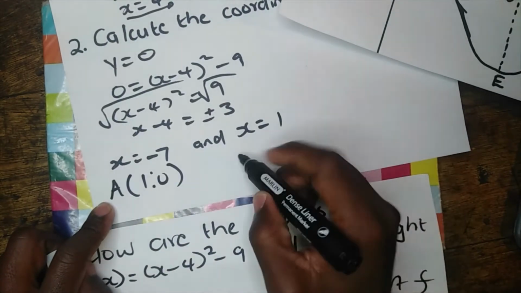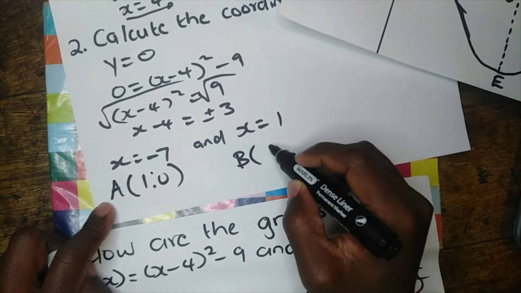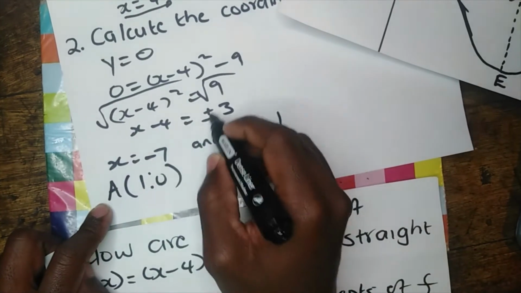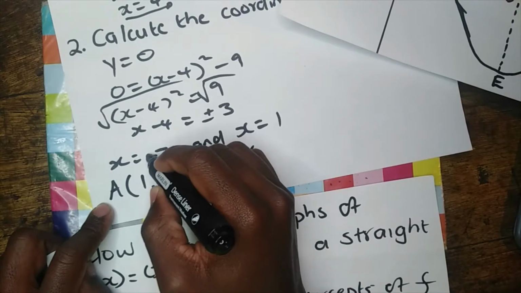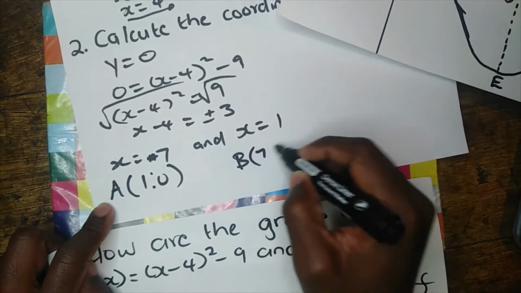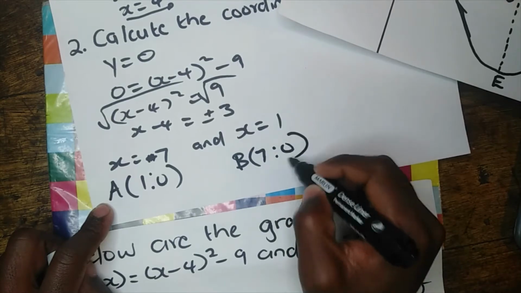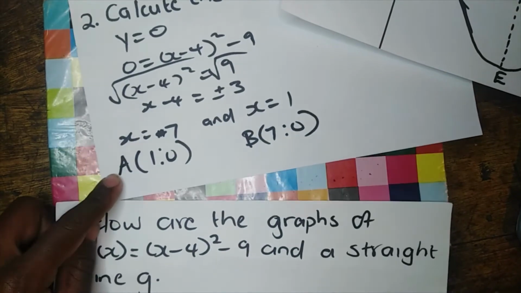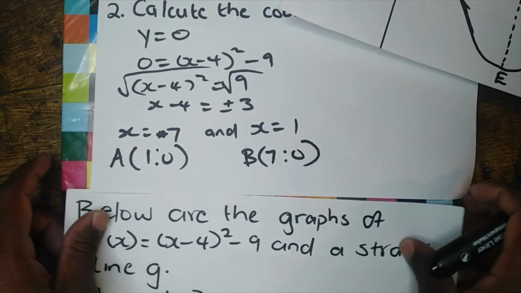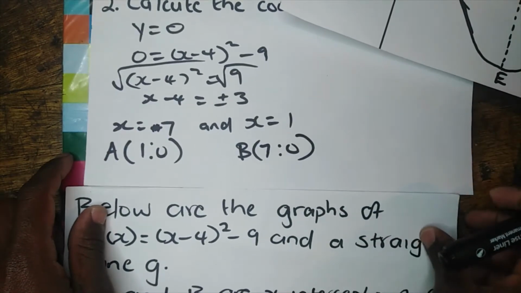Okay, so for B, it is positive 7. I made a mistake here, so guys, here it's positive 7. Here is positive 7. Okay, it is positive 7.